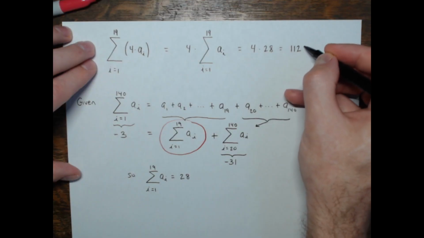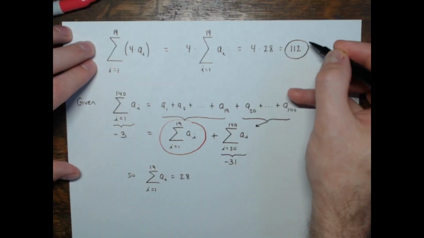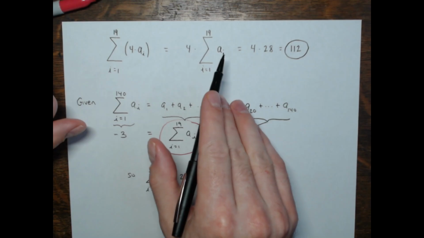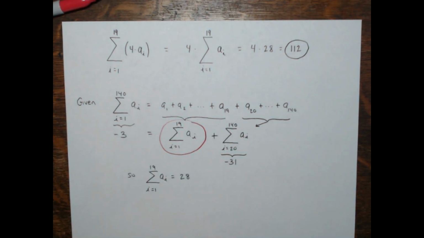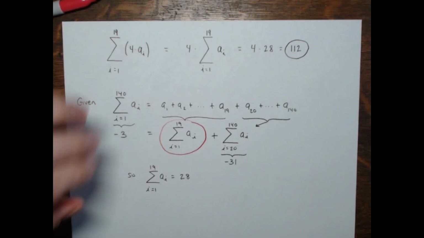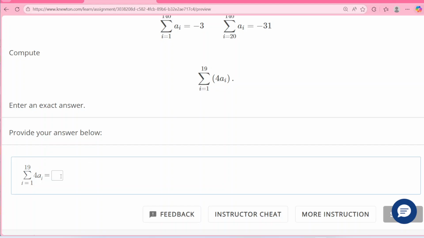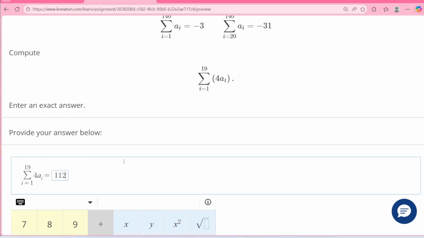It's 112. Now this isn't really anything you could enter into Desmos because you don't know what the expression a sub i is. You don't know what that function is. So this is something you'd have to do by hand. So 112 must be the answer.